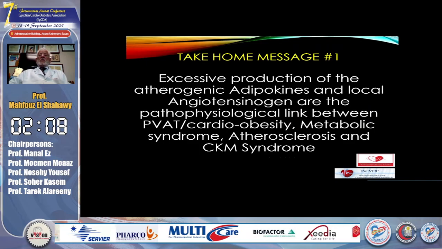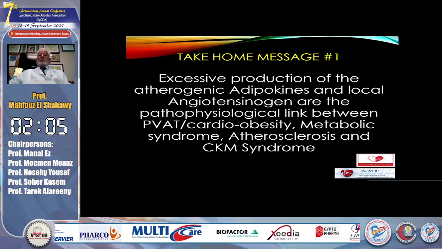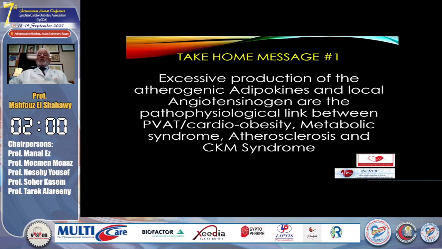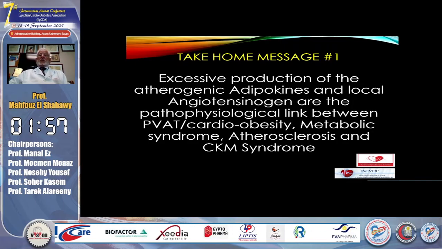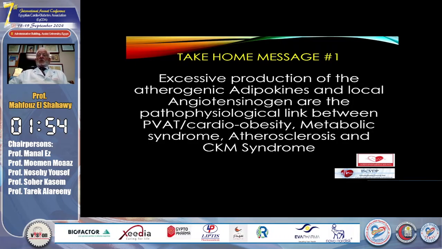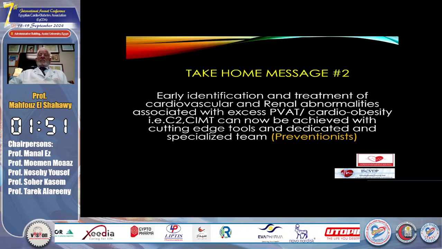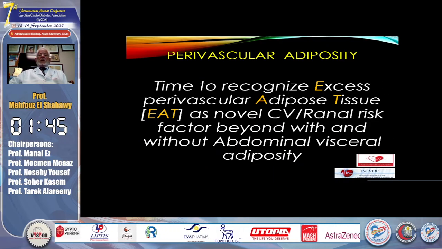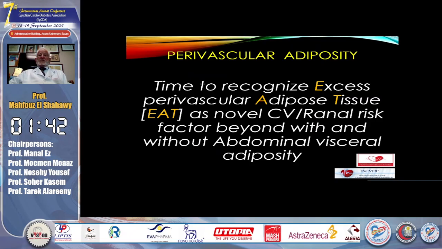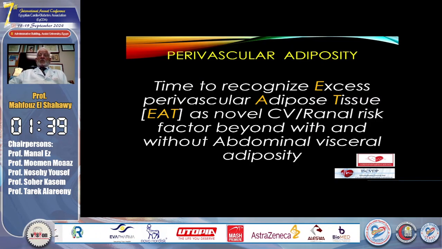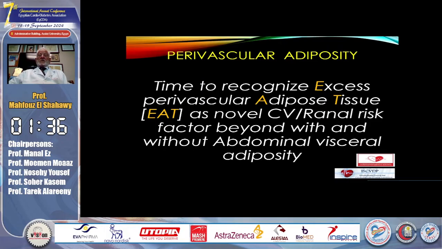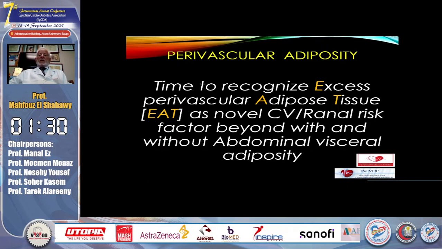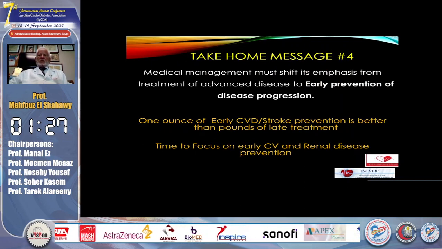Then a few take-home messages here. The most important one to note is that excessive production of the atherogenic adipokines and local angiotensin are the pathophysiological link between perivascular adipose tissue, cardiomyopathy, and metabolic syndrome. Now we have more take-home messages which you can read at your convenience, and how important it is. Now, time to recognize excess perivascular adipose tissue. EAT is a novel cardiovascular renal risk factor beyond, with, and without abdominal and dorsal adiposity. That is very important information.